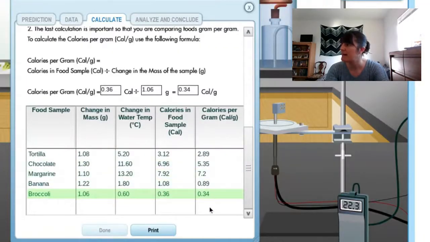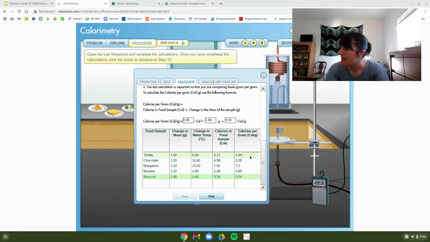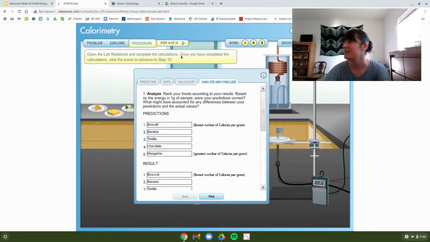And here's my final data. If you're working from home and not able to do this on your own computer, you might want to take a screenshot of this. Notice if I look at the total amount of calories per gram in each one of these, margarine is number one, chocolate is number two, tortilla is number three, banana is number four, and broccoli is number five. So now I just need to go to this final part, analyze and conclude.